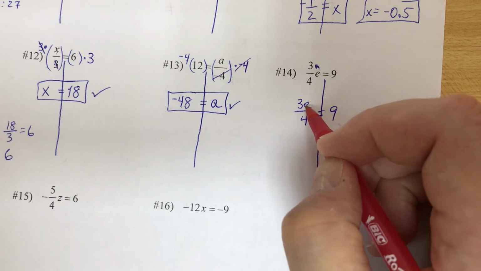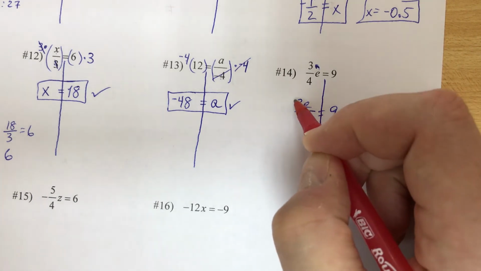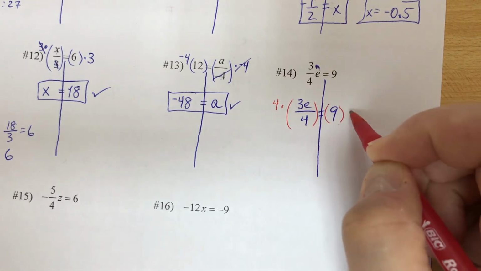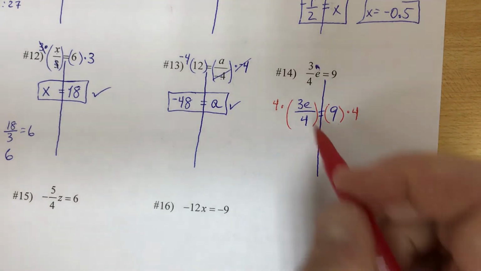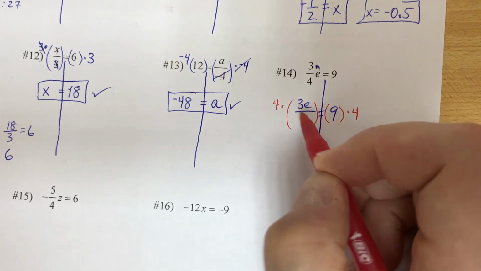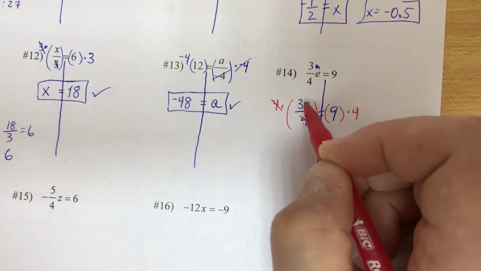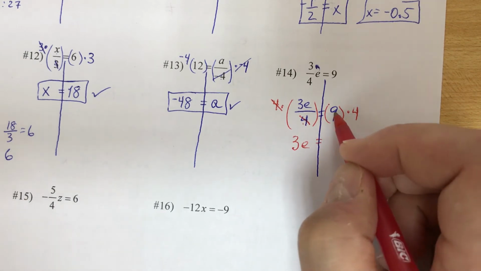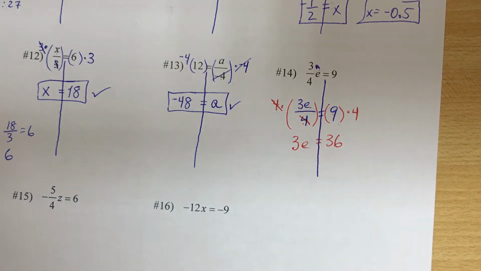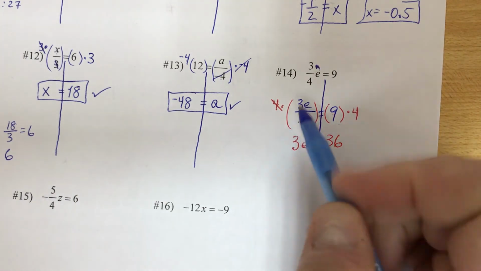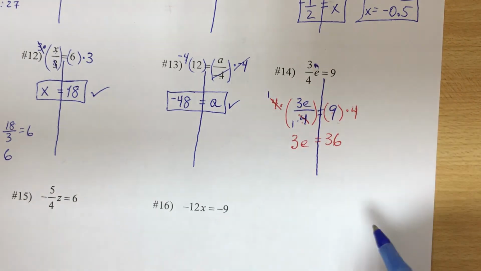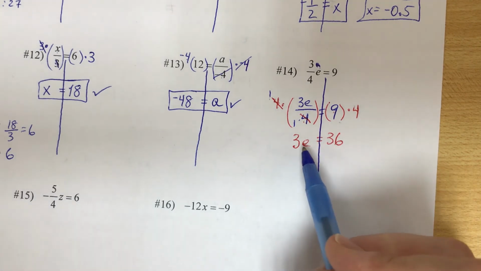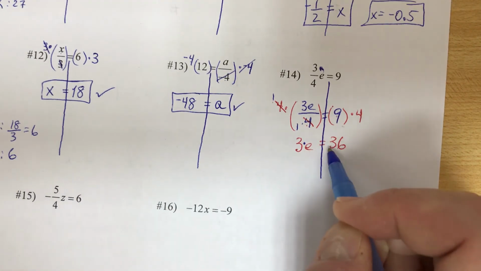So this is 3e divided by 4. How do we undo division? We multiply both sides by that number. And this is 4 divided by 4. I'm going to reduce that first. That's 1. And it leaves us with 3 times e equals 9 times 4 is 36. And when I cross these out, what I'm saying is that they both reduce to 1. 1 times anything is the same thing back. Now we have 3 times e equals 36.